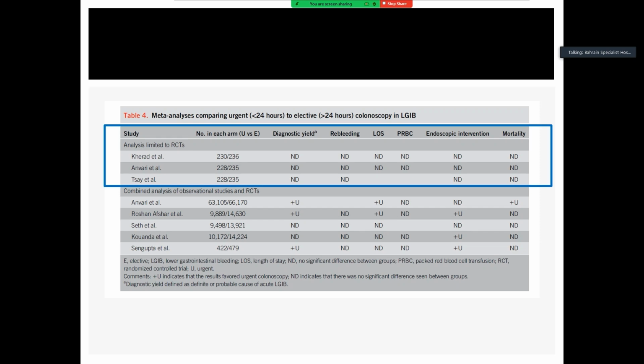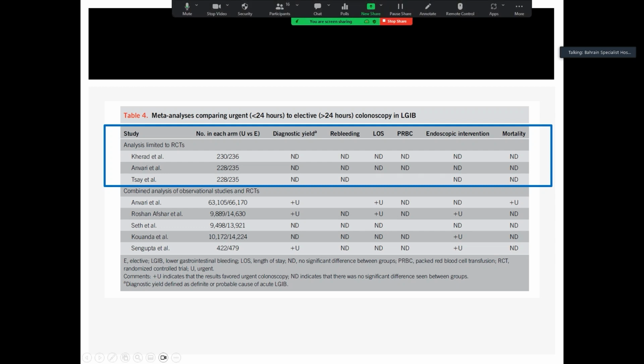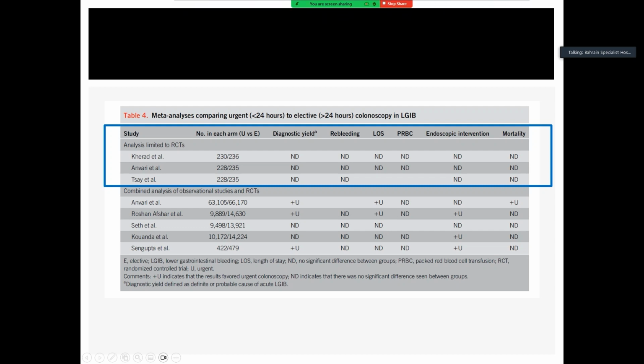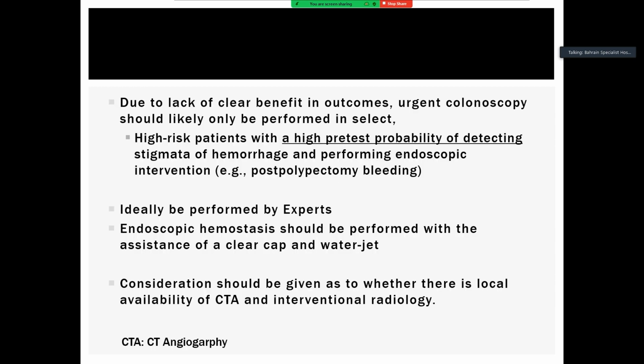If we focus on the 4 randomized controlled trials of this meta-analysis, we can see there was no significant difference between the groups who had an urgent colonoscopy, less than 24 hours, or elective, more than 24 hours, in diagnostic yield, rebleeding, length of stay, blood transfusion, endoscopic intervention, and mortality. But if we add the observational studies, urgent endoscopy has shown some benefit. Considering the randomized controlled trial results, the American College of Gastroenterology recommends elective colonoscopy as compared to urgent colonoscopy in patients who have a stable lower GI bleed.